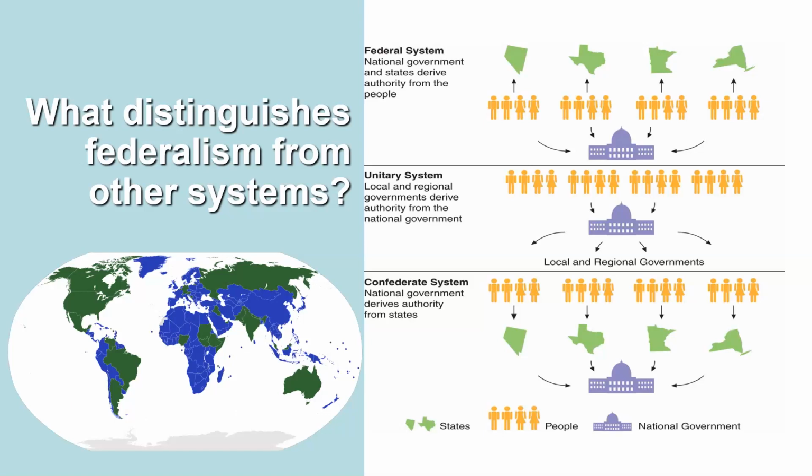As you can see up top, the people are directly connected to both the states and the national government in a federal system. In other words, both levels of government derive their power directly from the people.